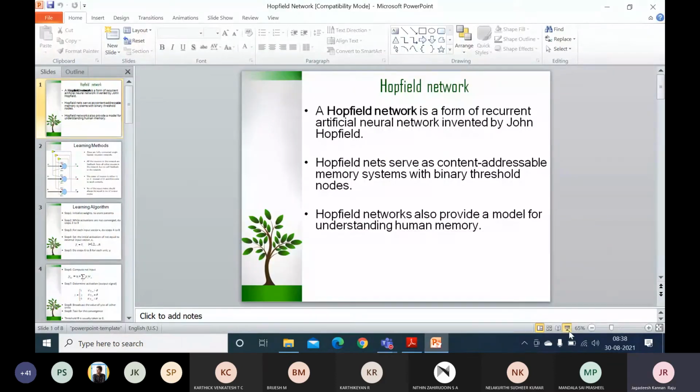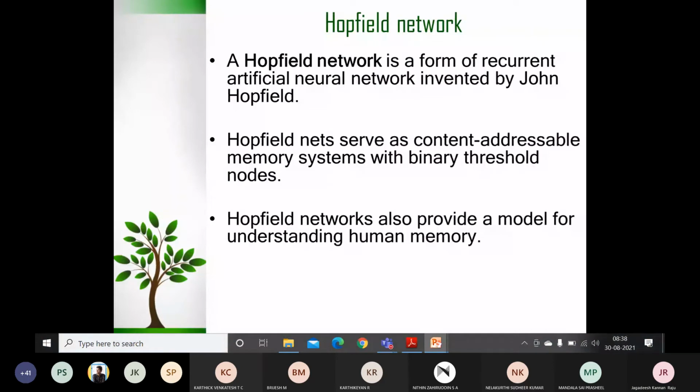Is the slide visible? Is this visible? Yeah.